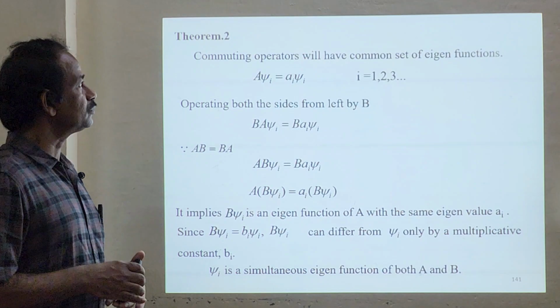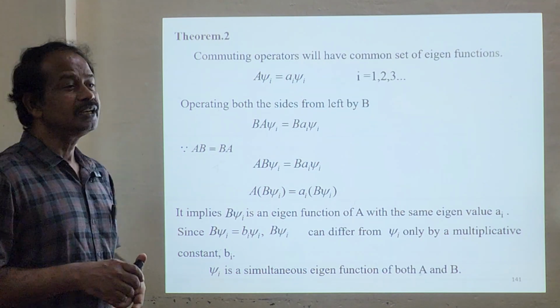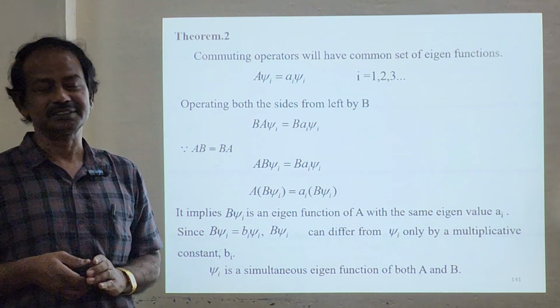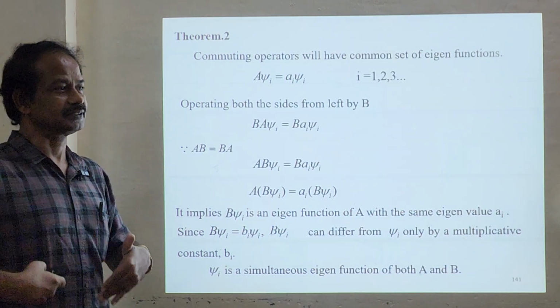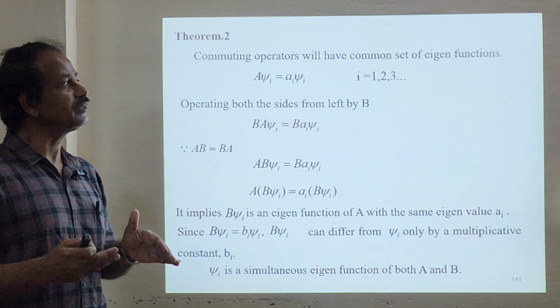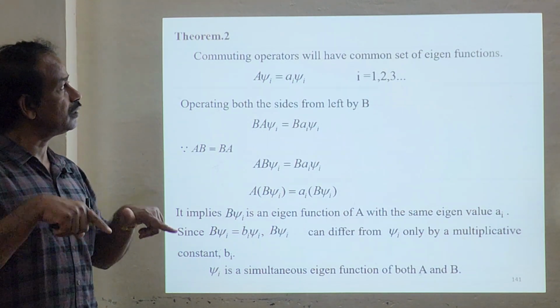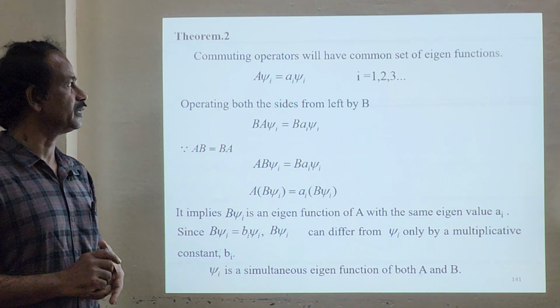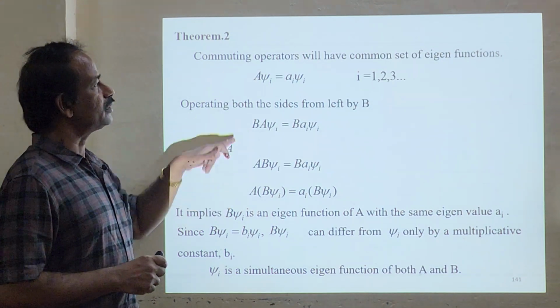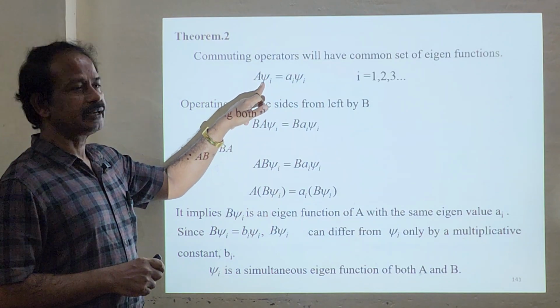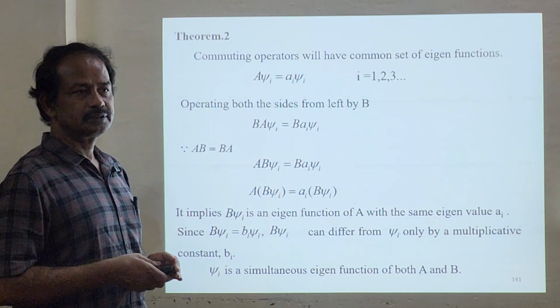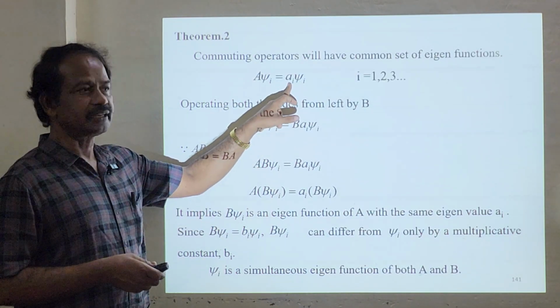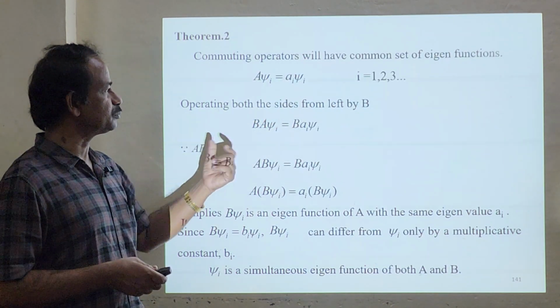Now we will go for theorem 2. Commuting operators will have a common set of eigenfunctions. A common set of eigenfunctions, so a lot of eigenfunctions will be there, common to the two commuting operators. So we are going to prove this one. So the operator A operating on the eigenfunction will give you the eigenvalue with the eigenfunction, like in this expression.